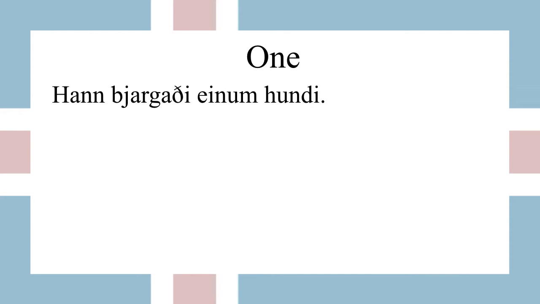Let's look at some dative examples. Hann bjargaði einum hundi. So hundi in this case is the dative form of hundur, and we always use the dative after the verb bjarga, and we're going to use the dative form of 1. He saved 1 dog, einum.